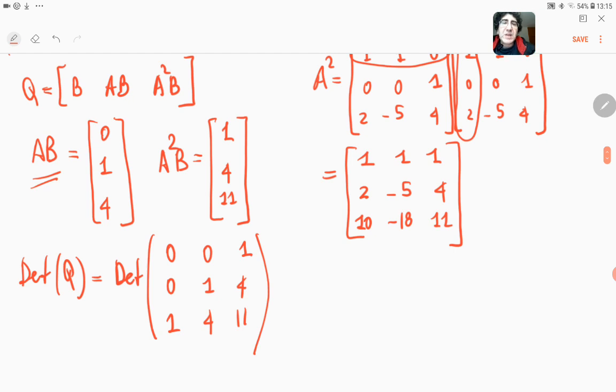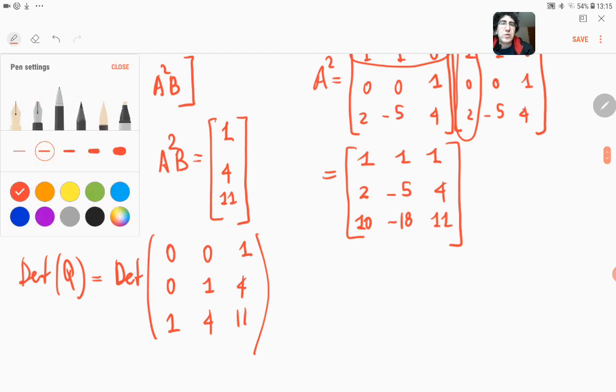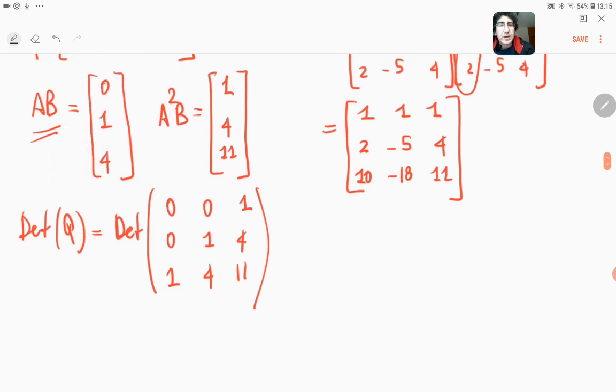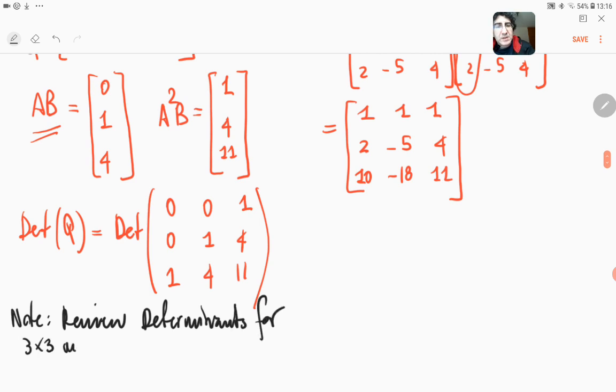Okay, now you need to also know how to calculate determinants of 3 by 3 matrices. Okay, notes, review determinants for 3 by 3 matrices. In fact, the method to calculate determinants for larger matrices follows the same rules, but here we will show one.